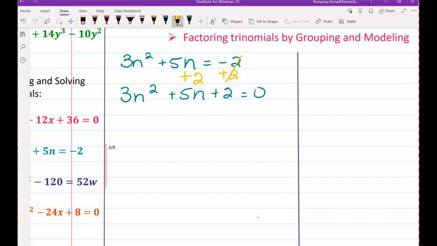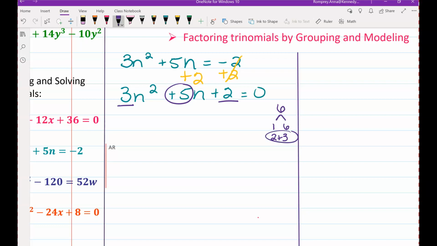So I usually start by underline, underline, circle. A times C: 3 times 2 is 6. Sum of B: we need to find factors of 6 that have a sum of positive 5. How do we do that? Factor tree. So factors of 6: 1 and 6, 2 and 3. Cool. Do any of these factors have a sum of positive 5? Sure. 2 plus 3.